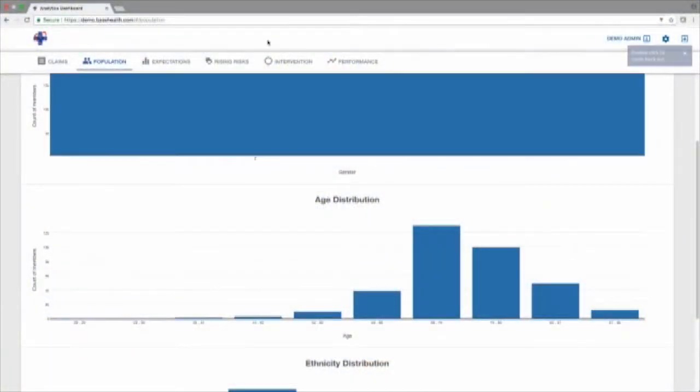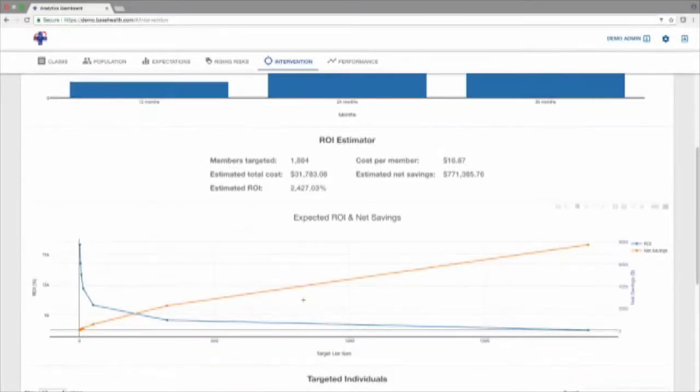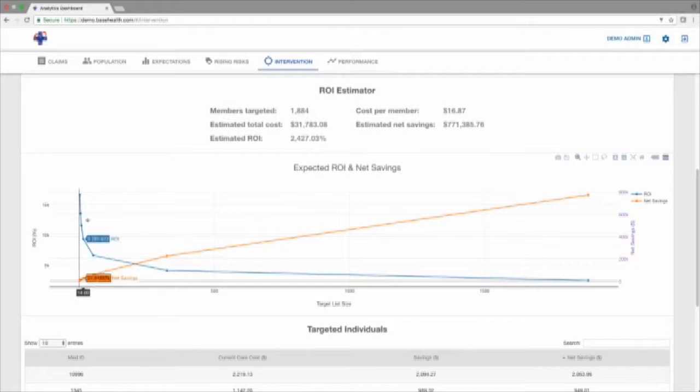So what does this actually look like in a real population? Well, in this 17,000 members, you can see that a very, very small number of these people are going to be extremely high cost, okay?